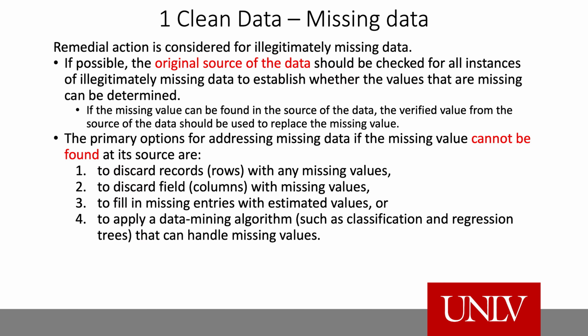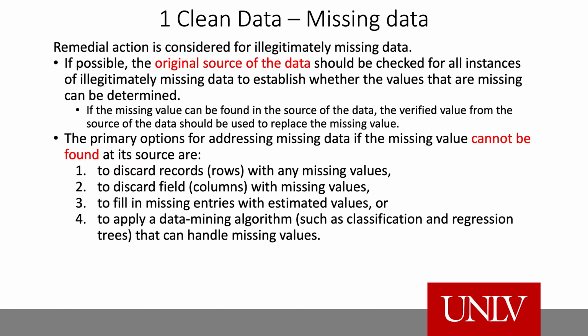When illegitimate missing data occur, we need a strategy. First, we want to try to recover the values from the original source. If that's not possible, options could include removing records or variables with too many missing values, or we can also fill in missing entries with estimates, or use some algorithms that can handle incomplete data. These steps help to improve data quality for analysis.